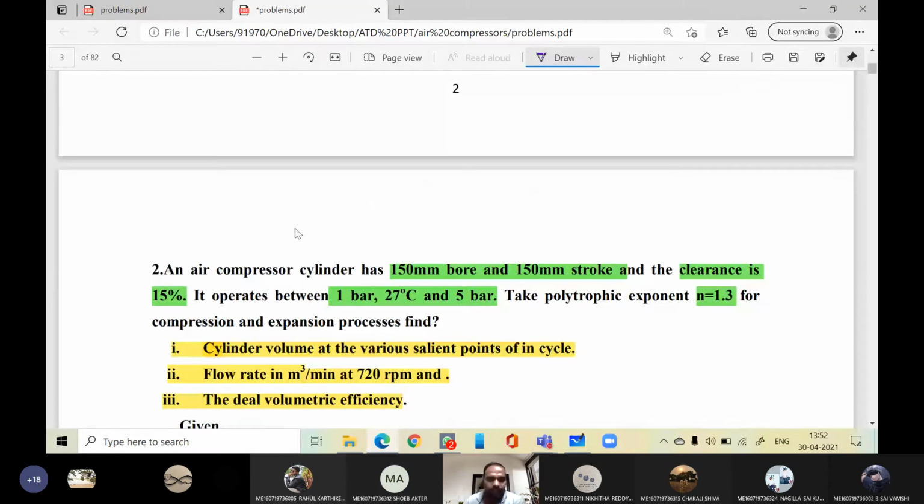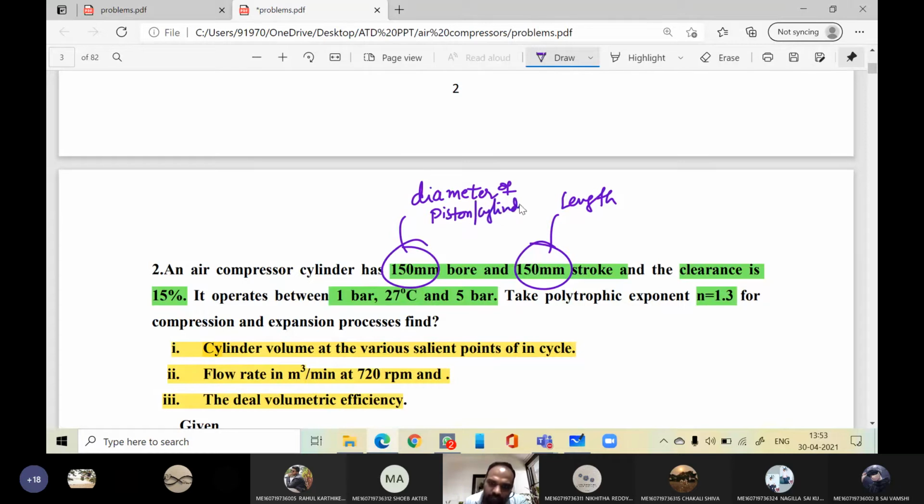An air compressor cylinder has a 150 mm bore, 150 mm stroke. What is bore? Bore is nothing but the diameter of the cylinder, and stroke is the stroke length of the cylinder. I can assume it as the diameter of a piston or cylinder, both are the same. And clearance is 15%.